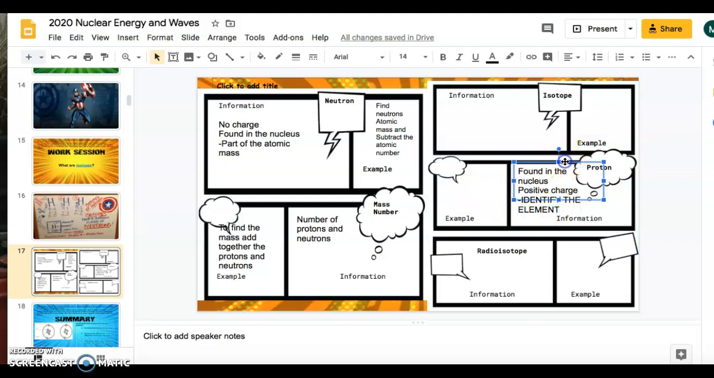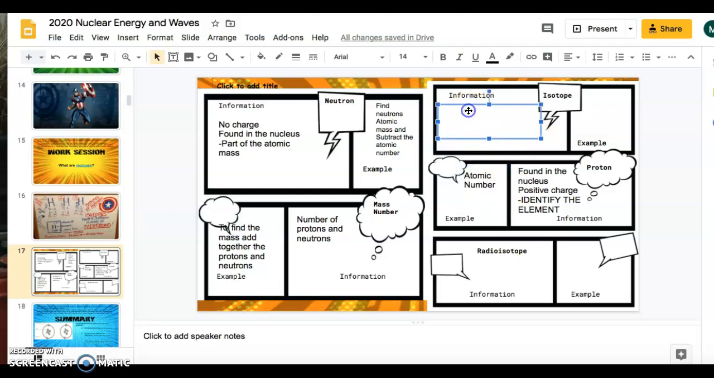Now, to give you an example here, I want to remind you that protons and electrons are equal, and that is the atomic number. The atomic number tells us the number of protons and the number of electrons.